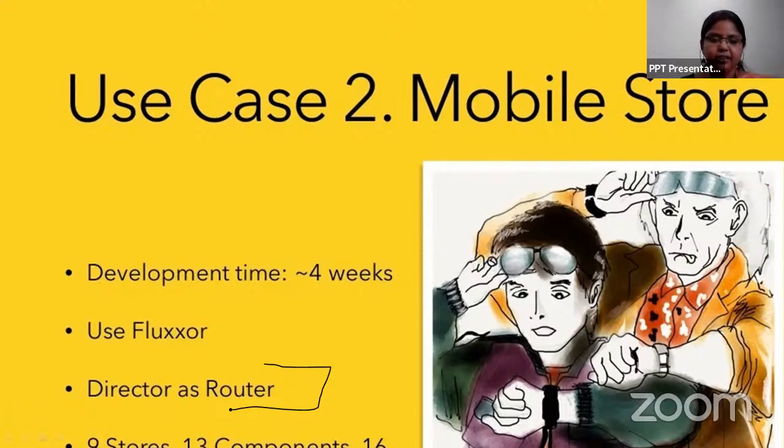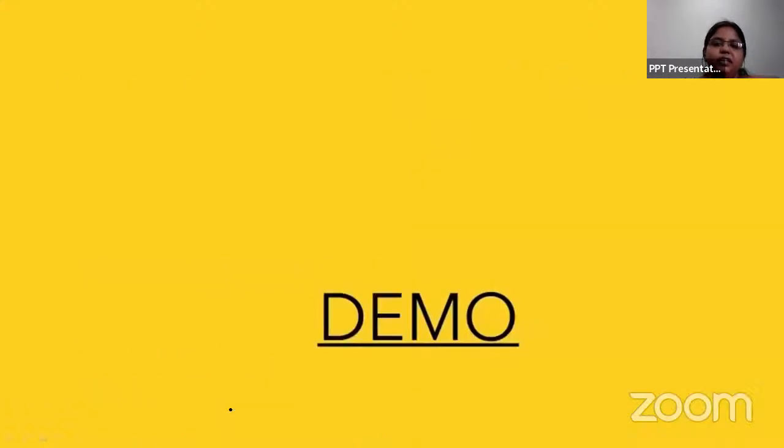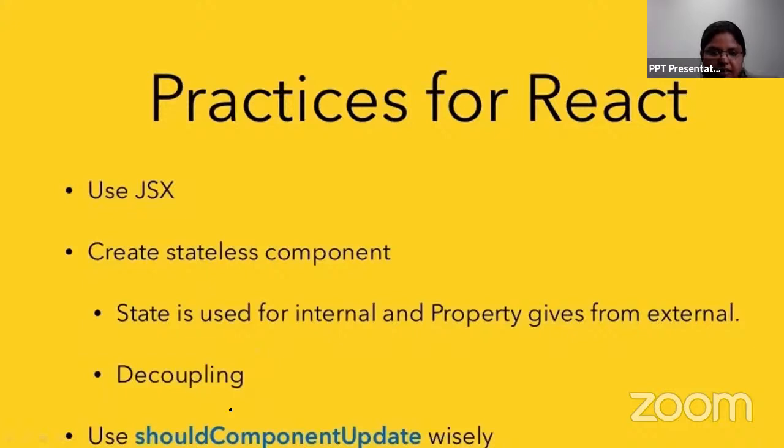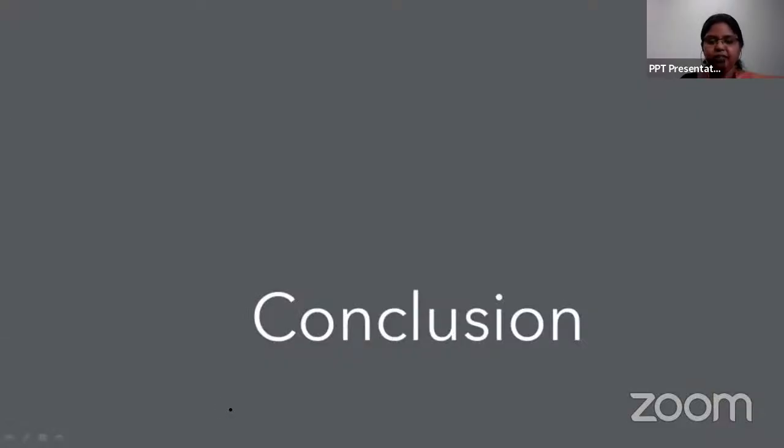So let us see. Here you have 8 stores, 13 components along with 16 states. The practices are usually the store itself and other third-party libraries. Apart from that, we have seen already componentDidMount and componentWillUnmount. And next is, as usual, you create your JSX and you create your stateless components or functional components. Usually you go with stateless components because the state is internal or external. So whatever you have to bind with the external, like if there is some prop and you want to carry it out, you can go with this. And shouldComponentUpdate should be wisely done.